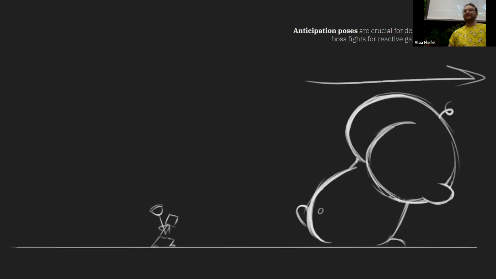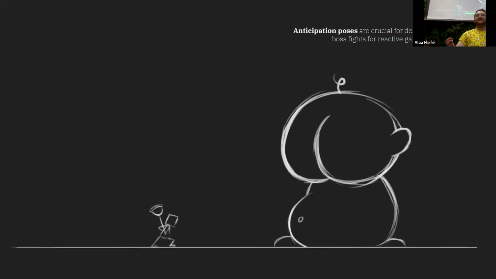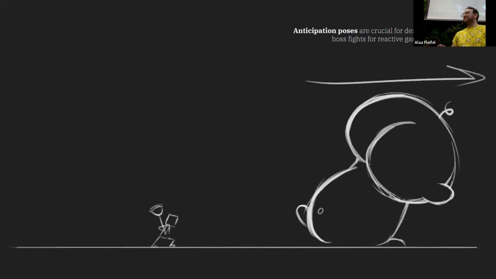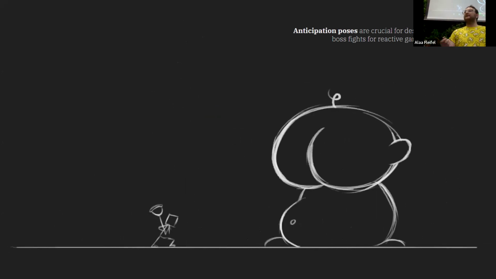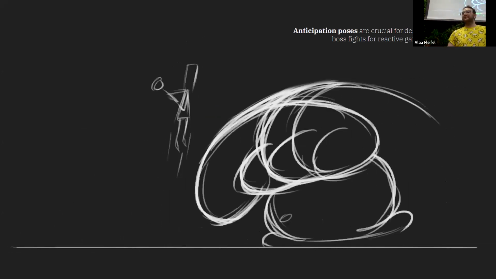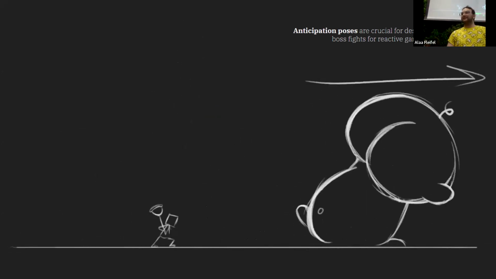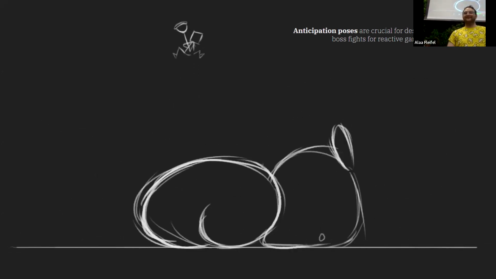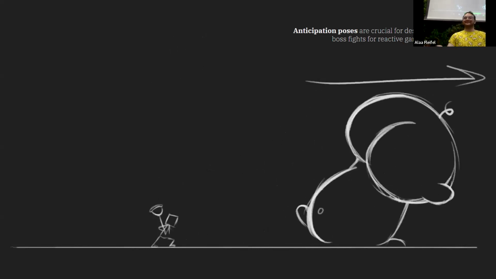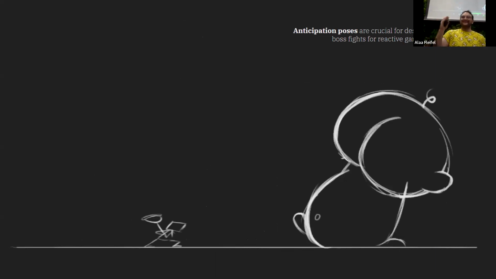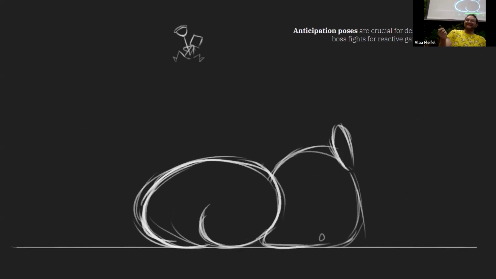Okay, and anticipation attacks are also necessary for designing boss fights. It's a baby with two cheeks. It's attacking a plumber. Yes, so it is a plumber. It's really close cheeks then. It's a boss fight, okay?